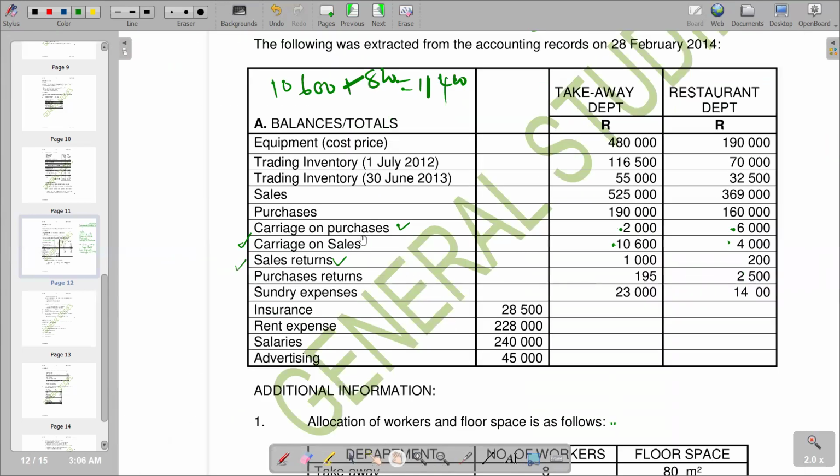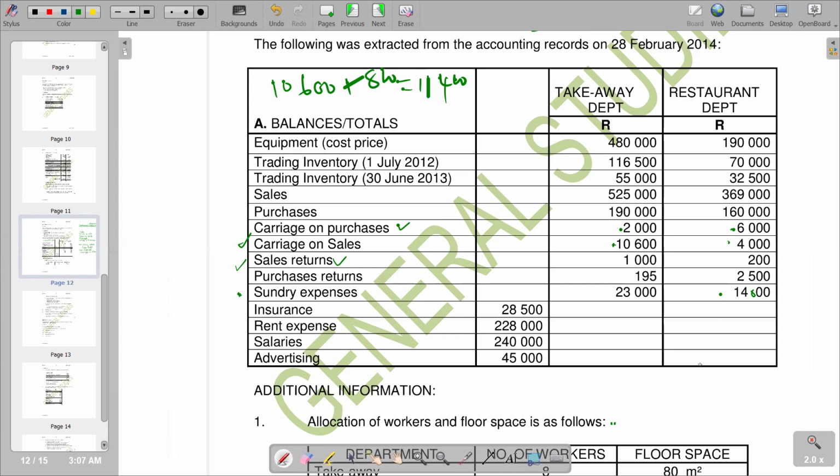our income statement. After carriage on sales, we've got sales returns, not an expense, and purchase returns, not an expense. We now have sundry expenses, which is here. We've got 20,000 for takeaway, and 14,000 for our restaurant. So we check again if anything in the additional information is affecting our sundry expenses, but if you go through, you're going to see that there's nothing affecting them. So the figures stay as they are, 20,000 and 14,000.